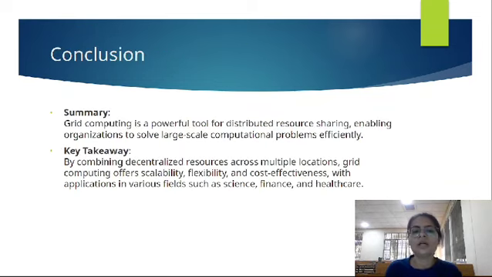In conclusion, in summary, grid computing is a powerful tool for distributed resource sharing. It enables an organization to solve large-scale computational problems efficiently. Our key takeaways: by combining decentralized resources across multiple locations, grid computing offers scalability. It offers flexibility and cost effectiveness, with applications in various fields such as science, finance, and healthcare.